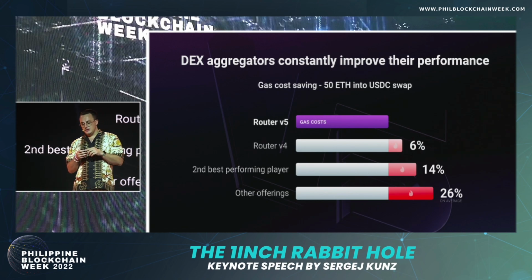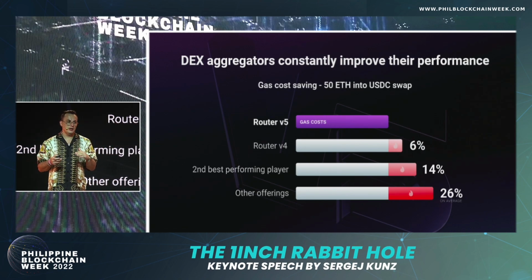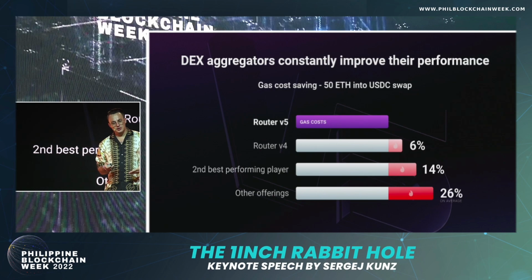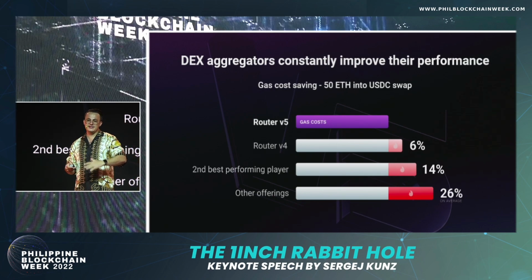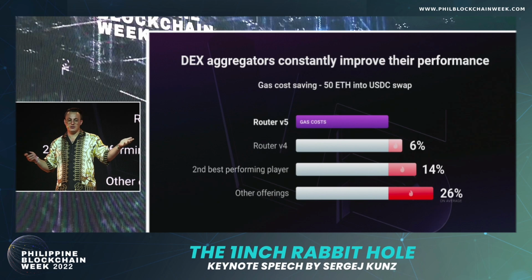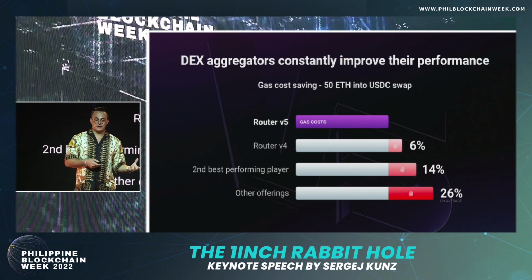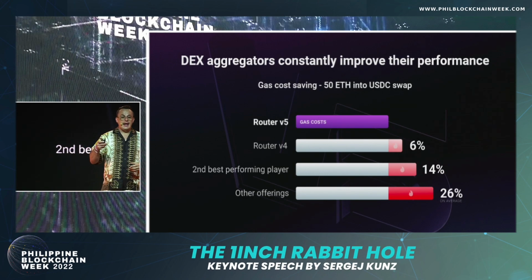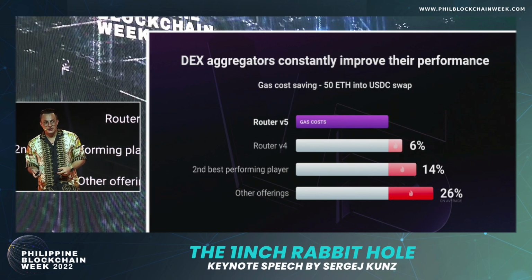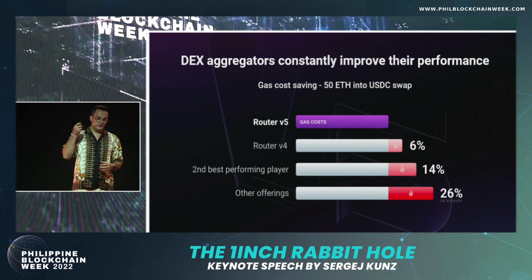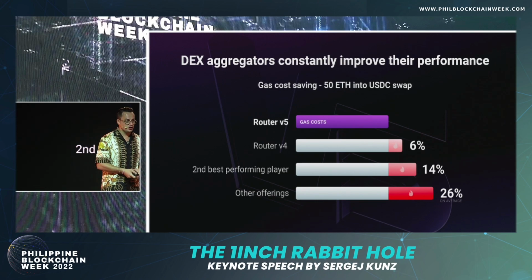And also on top of this, our aggregation router, which works similar to the Uniswap router, for example, but is more efficient because we have a special implementation, really low level based on assembly, which offers us better execution gas costs than other DEXes and also other aggregators. The latest version of our router, v5, is 6% better than router v4, the previous version, which we released early this year. And the second best performing player on the market is 14% under us. So you save money every time you swap on 1inch.